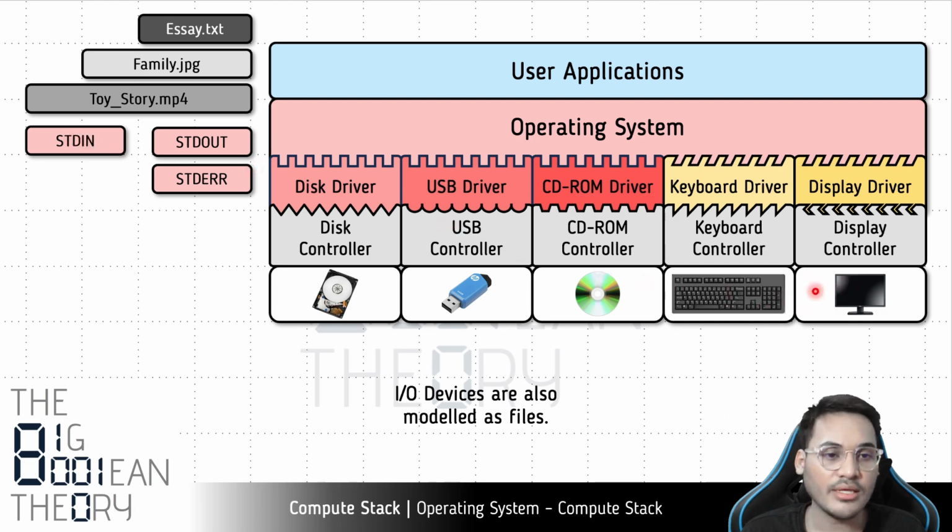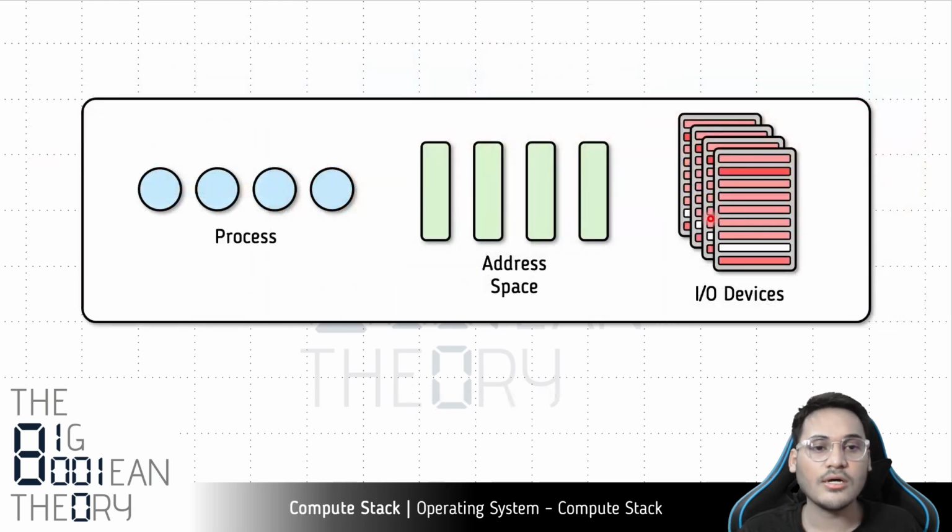Similarly, the display is represented by the standard output and standard error files. So whatever data any process wants to display on the monitor, it will put in the standard output file or the standard error file, and the contents of these files will be displayed on the console or the monitor. So this is how files are not just used to store data on the storage devices, they are also used to model IO devices.